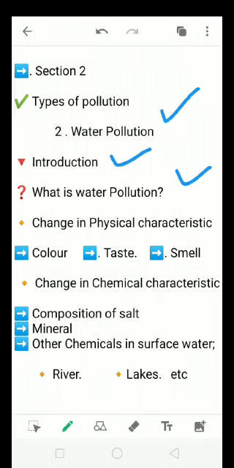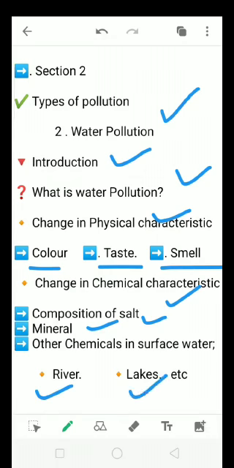So, we can say that any change in the physical and chemical characteristics causes water pollution. The physical characteristics are the color, the taste, and the smell of the water. The biological and chemical characteristics are the composition of salt, minerals, and other chemicals in the surface water, and these surface waters are rivers and lakes.